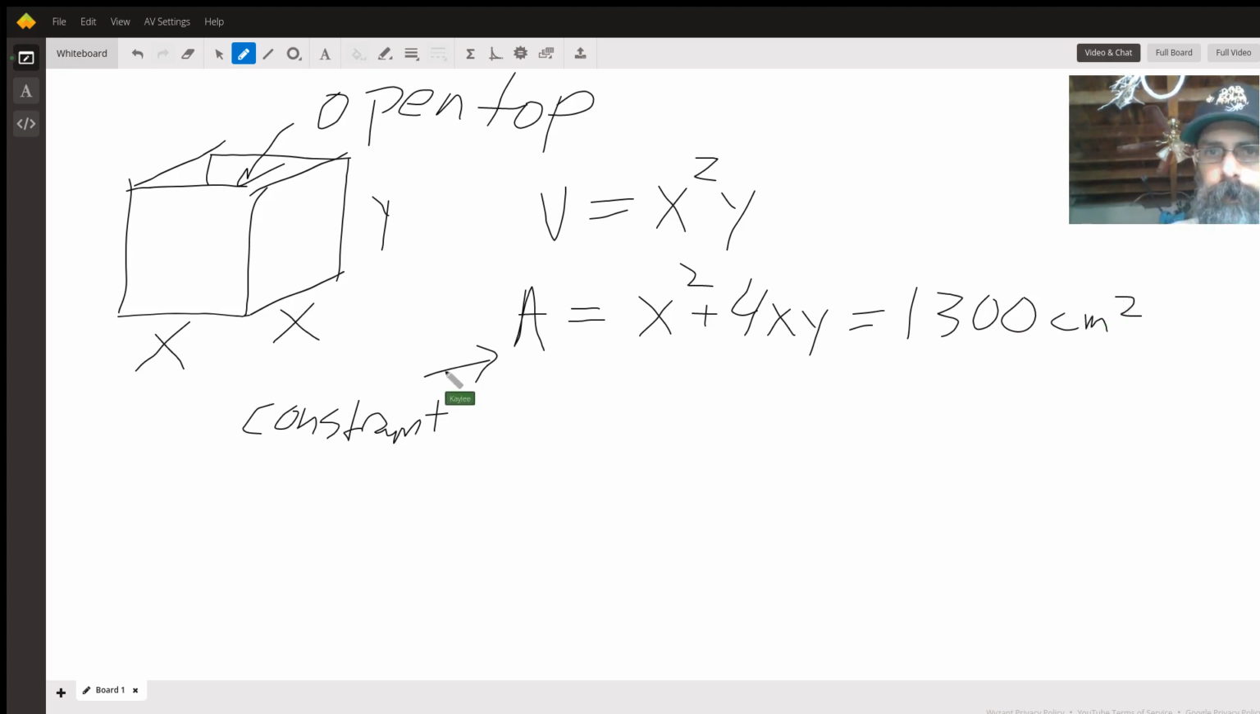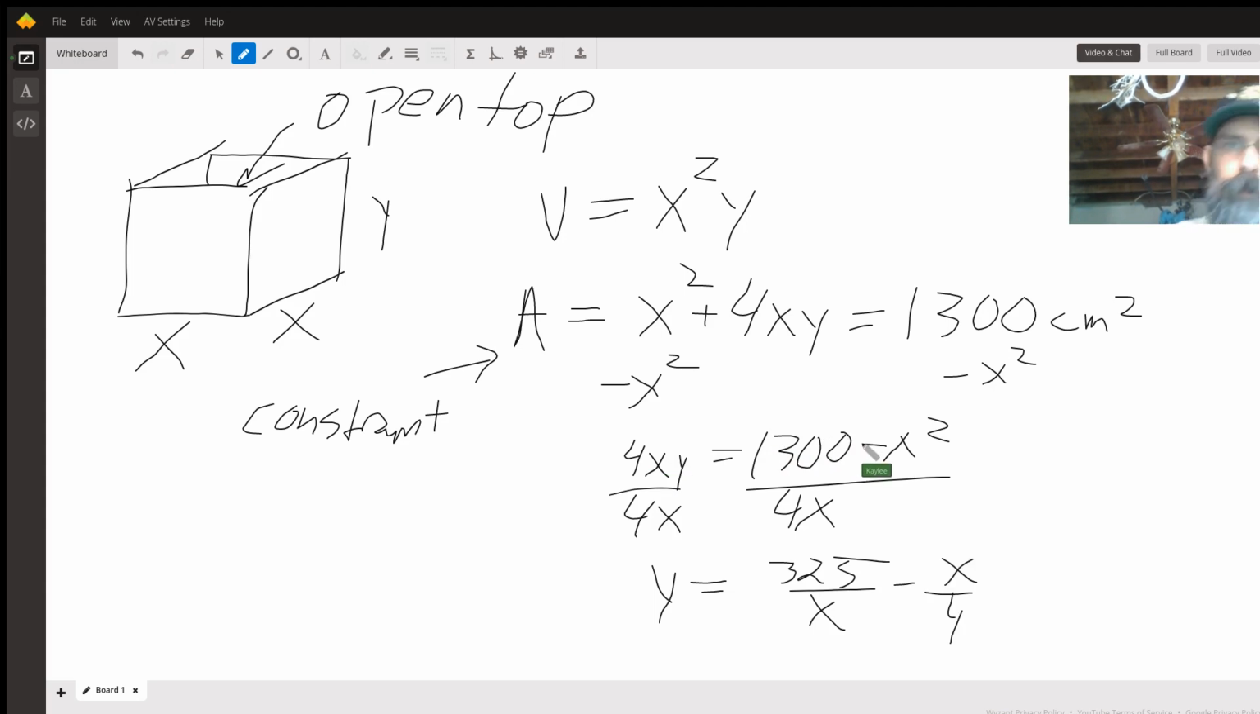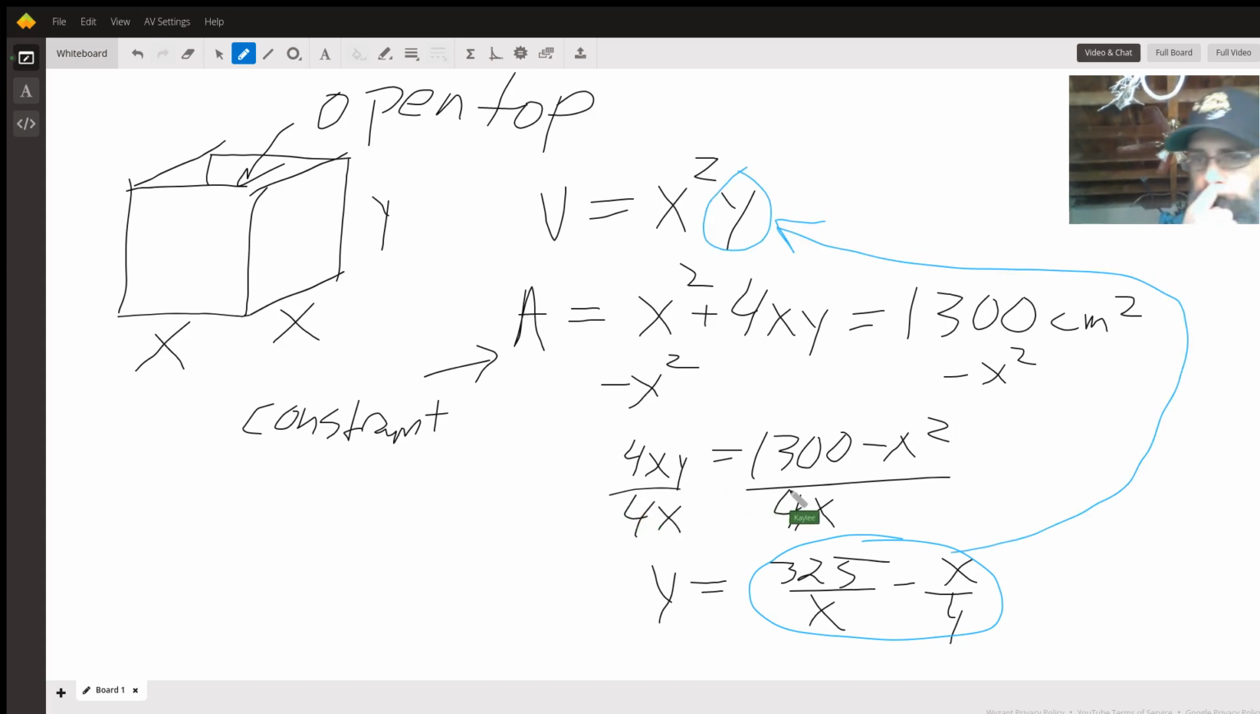So we'll subtract x squared from both sides here, so that 4xy is equal to 1,300 minus x squared. Drop the units, don't need them right now. Divide both sides by 4x, and you'll end up with an expression for y in terms of x, which ends up being 325 over x minus x over 4. And what you then want to do is take this expression for y and plug it back into the volume equation so that we can have a volume as a function of x.